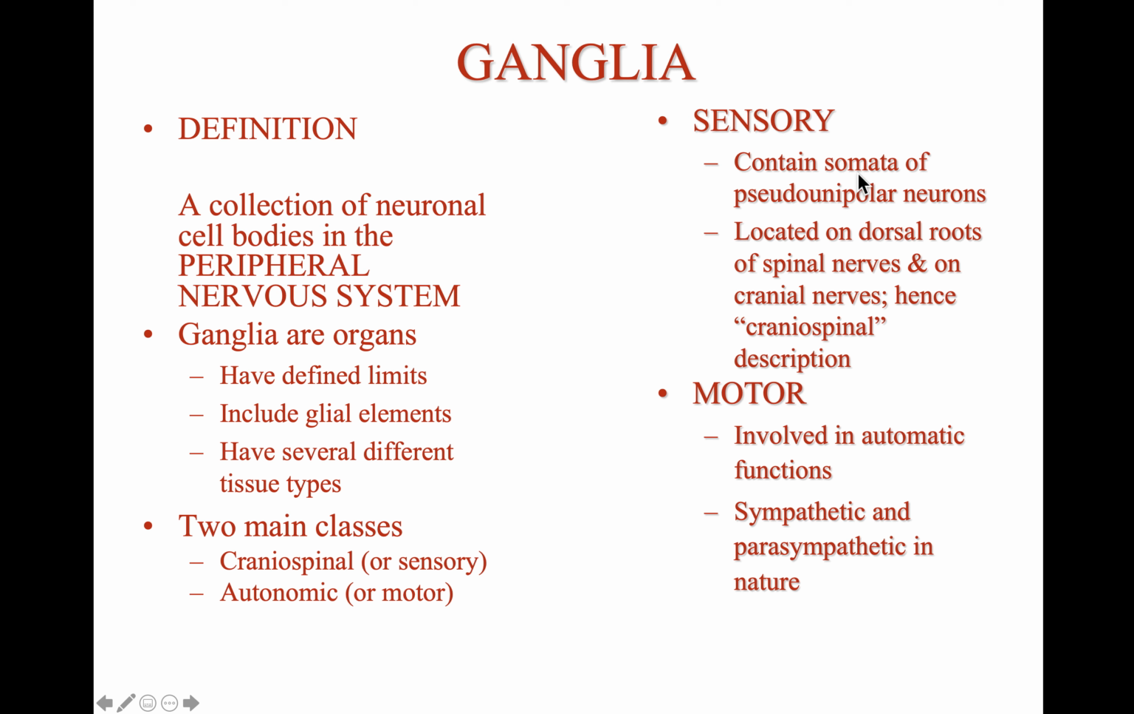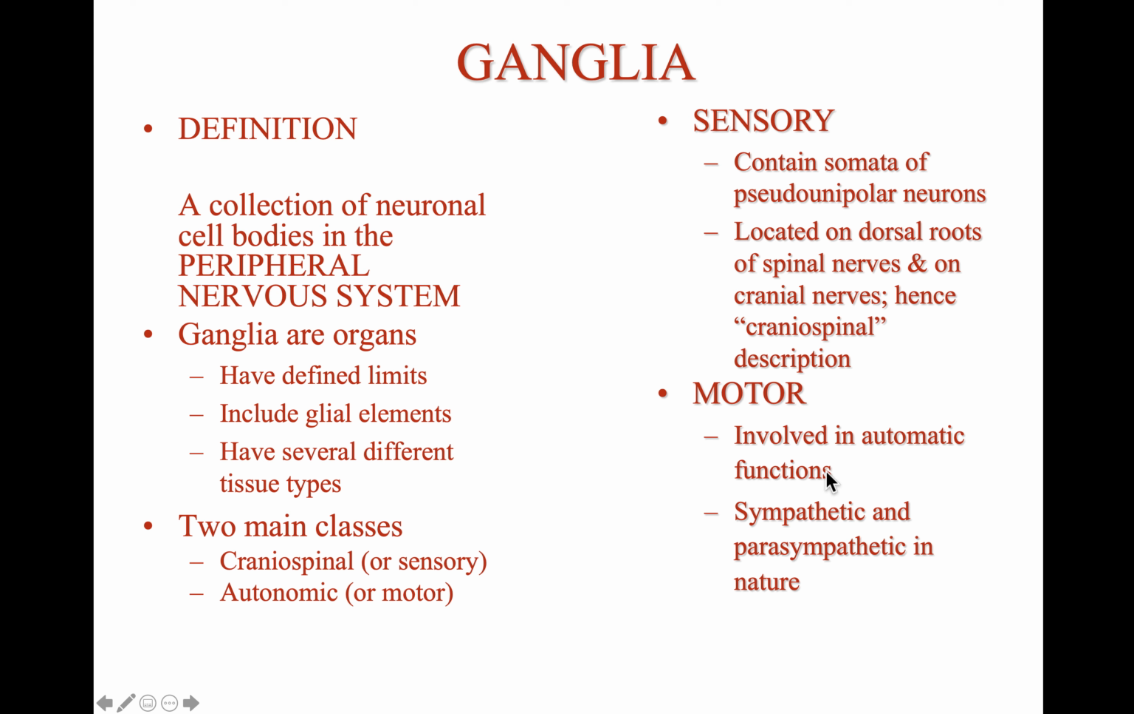The sensory ganglia usually contain the somata of the pseudo-unipolar neurons. They have the neuronal cell bodies. They're found in the dorsal root of the spinal cord, and also in the cranial nerve, and from there the name craniospinal came. When we say sensory, we also say craniospinal ganglia.